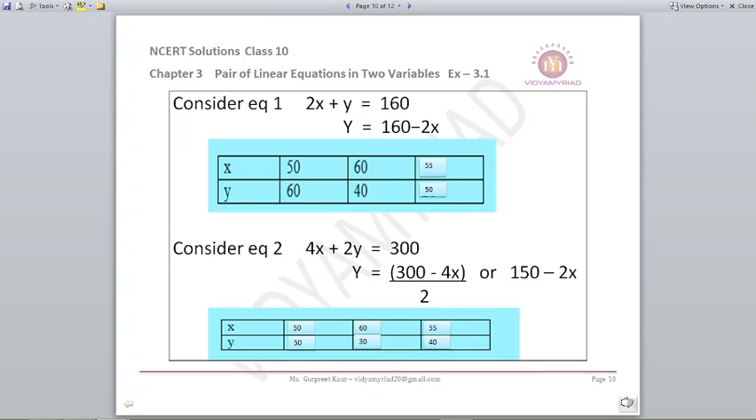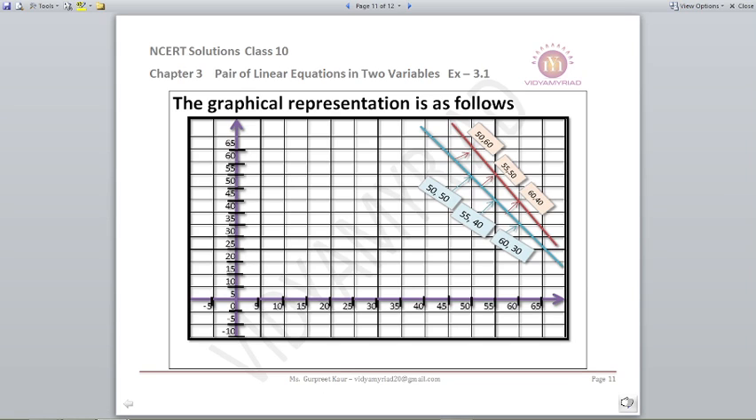In the same way we will find out the values for equation number 2, that is 4x plus 2y is equal to 300. Both are divisible by 2, so y is 150 minus 2x. On this we have found out the values of x and y as 50-50, 60-30 and 55-40. Using these coordinates, we can plot it on a graph on a scale of 5. So we can have x-axis and y-axis as 5, 10, 15, 20, and we can draw two lines using the coordinates provided to us.